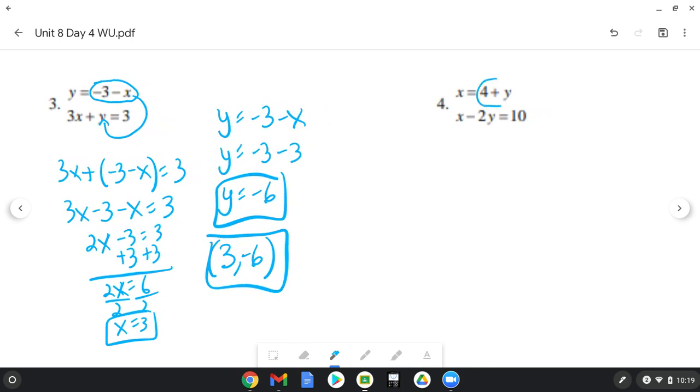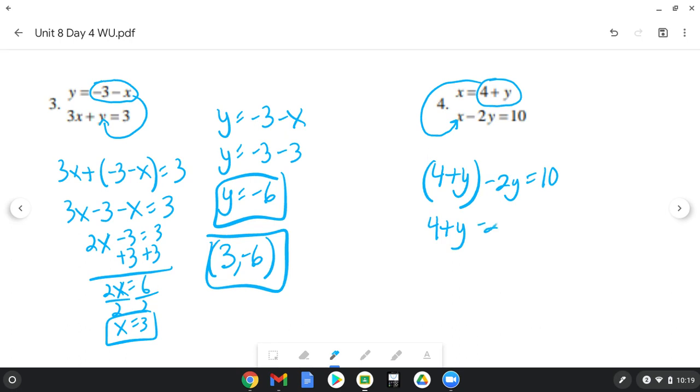Number 4 has x equals. So I'm going to circle what's after the x equals and plug it in for x now, since it said x equals that. So now we get 4 plus y minus 2y equals 10. There's nothing to distribute into that parentheses, so I'm just going to rewrite it without the parentheses.